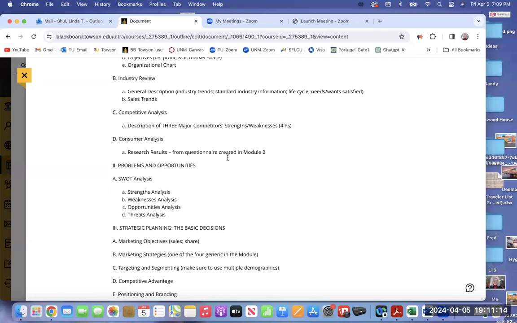Now, the consumer analysis is a little bit harder. You guys remember we wrote a questionnaire in module 2, and I edited it for you. You should go through and fix your questionnaire. And then you're going to go out and just get like 15 to 20 people to answer your questionnaire. So the people who are going to answer your questionnaire, the respondents, these people are going to be your potential customers.